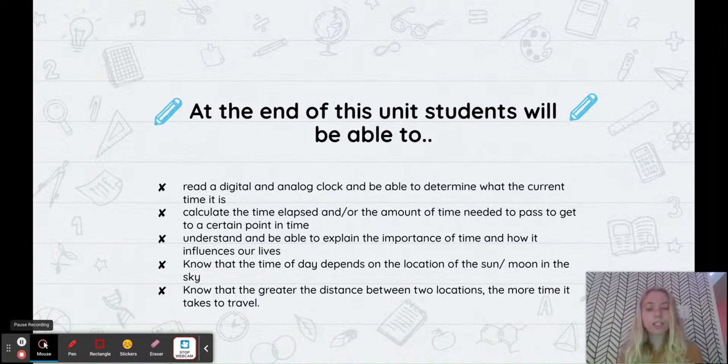Understand and be able to explain the importance of time and how it influences our lives. Know that the time of day depends on the location of the sun or the moon in the sky. And know that the greater the distance between two locations, the more time it takes to travel.